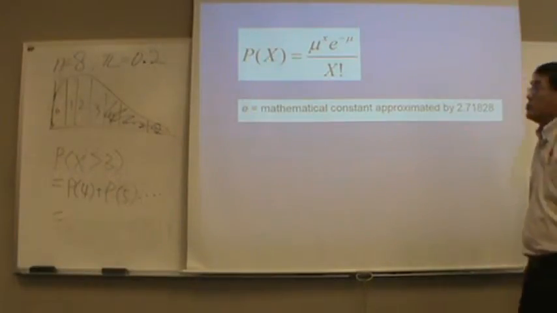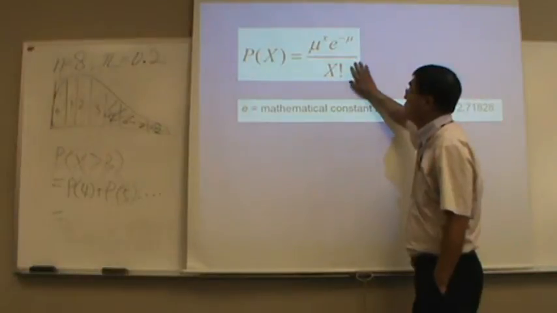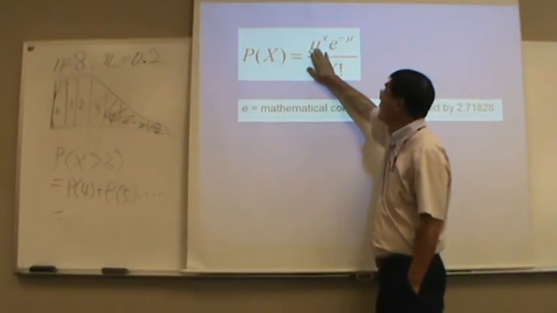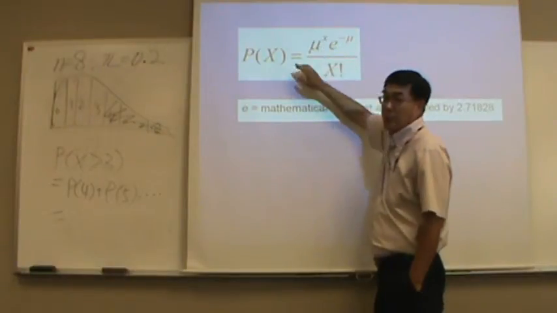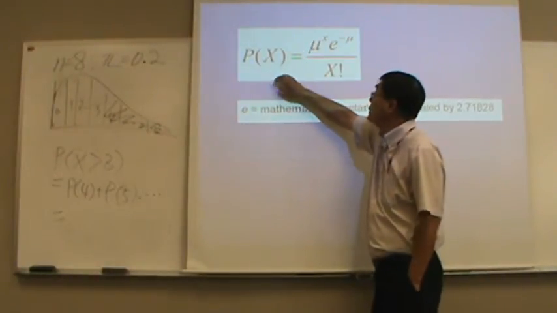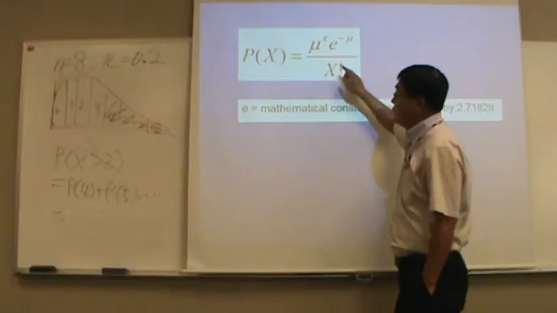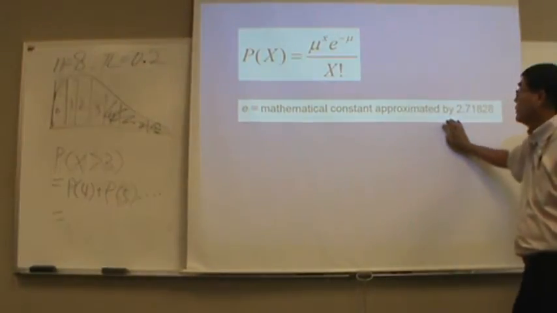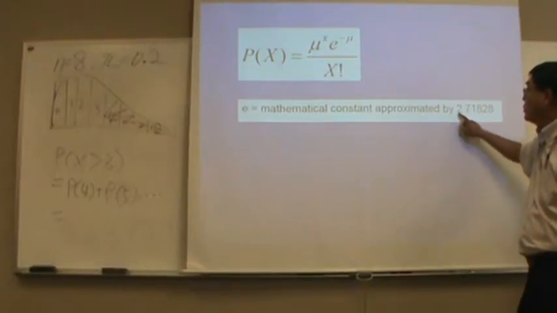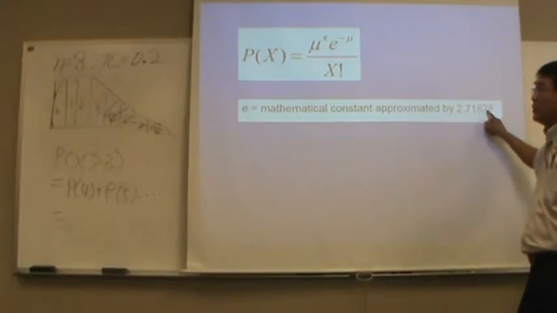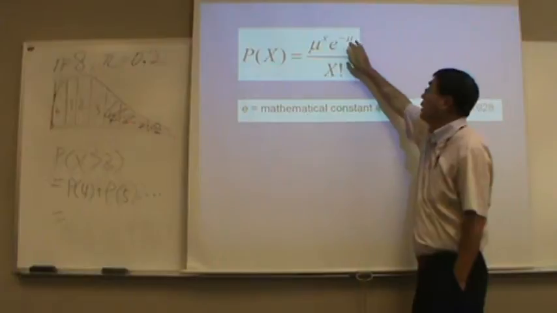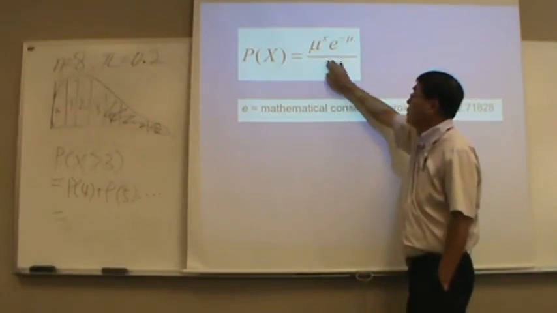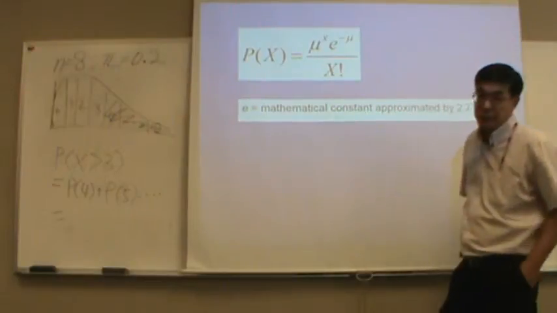Poisson distribution uses this formula: mu is the average mean, x is the number of occurrences, and we need the probability of x. E is the natural number, a mathematical constant, always 2.71828. The formula is mu to the power x, times e to the power minus mu, divided by x factorial.